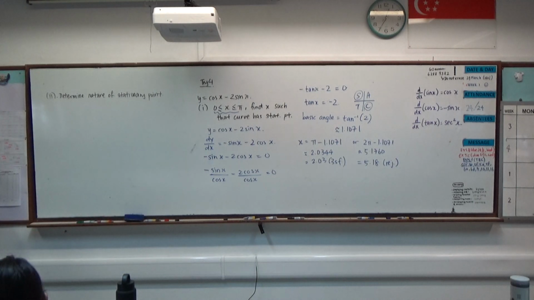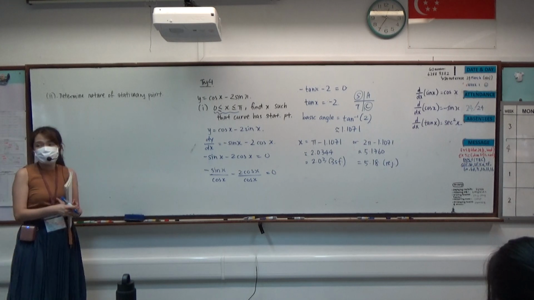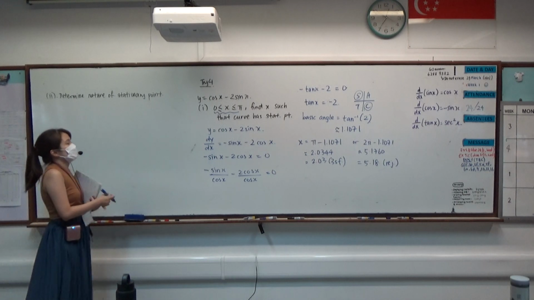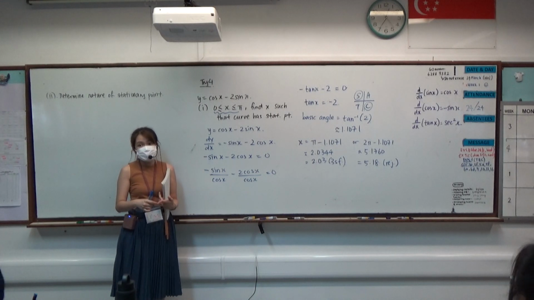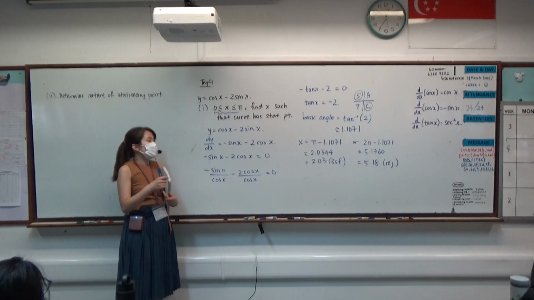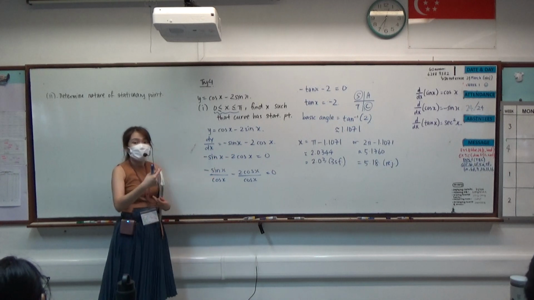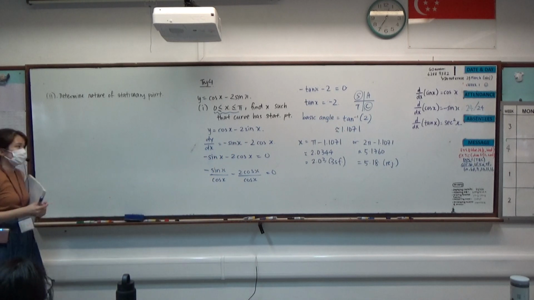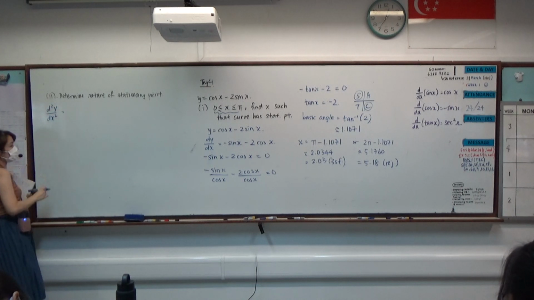Part 2, determine the nature of this stationary point. You can either use your first derivative test or second derivative test. Depending on the question itself, sometimes what you have is a bit complicated to differentiate another time, so you may not want to do the second derivative test. But in this particular case, having negative sin x minus 2 cosine x, it should not be difficult for us to differentiate again. So doing a second derivative test might be more efficient.